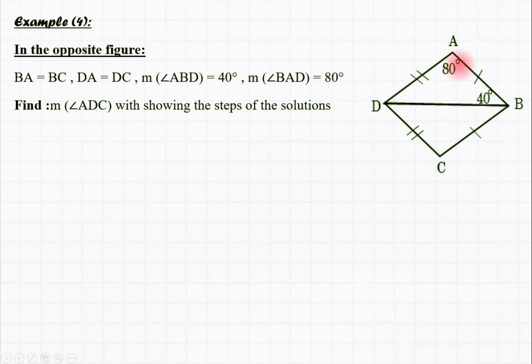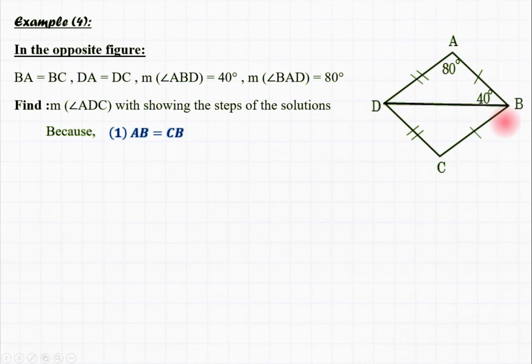Example number 4, in the opposite figure, we have that BA equals BC and AD equals DC, and the measure of angle A equals 80 degrees, and the measure of angle ABD equals 40. Find the measure of angle ADC. We need the whole measure of angle D. First, we must prove that these two triangles are congruent. Then we can find the measure of angle ADB and the measure of angle BDC. Then we can add these two angles.